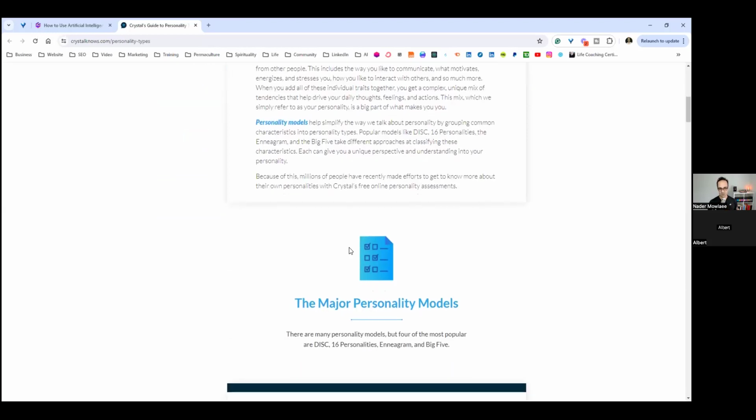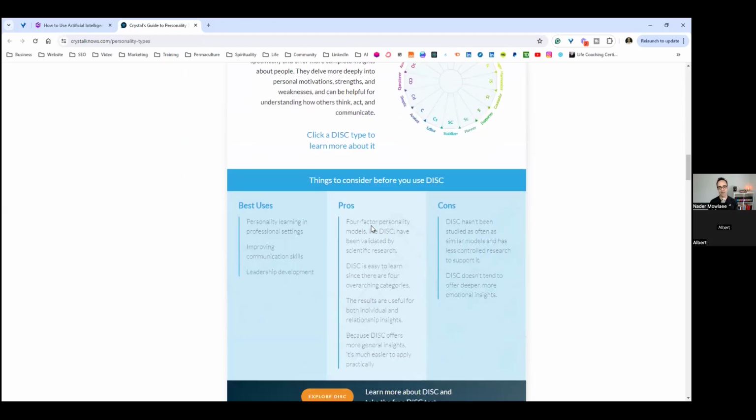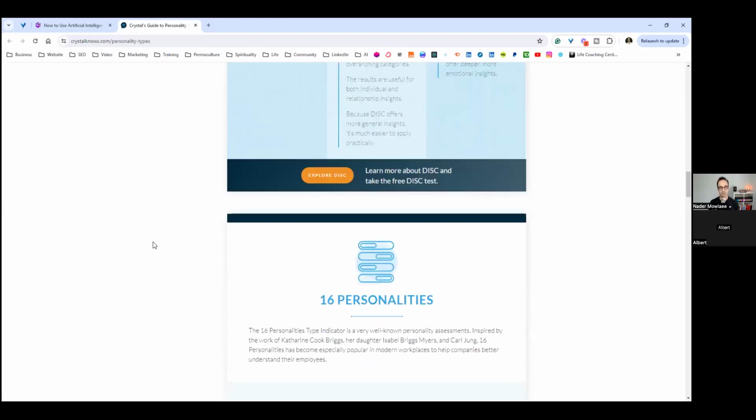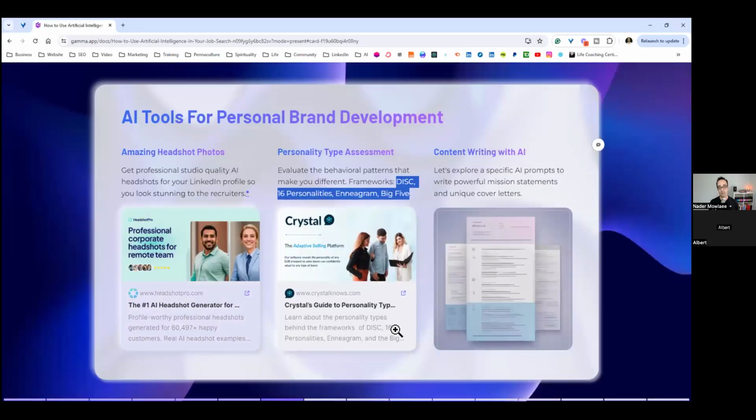Make sense? So that's what Crystal Knows does a great job at, multiple different personality assessment tests. Please, please do them. Before you even enter the job market, this is a fantastic personal development, personal awareness tool that allows you to figure out who you are and who you are not, because there are often misconceptions that we have about ourselves.